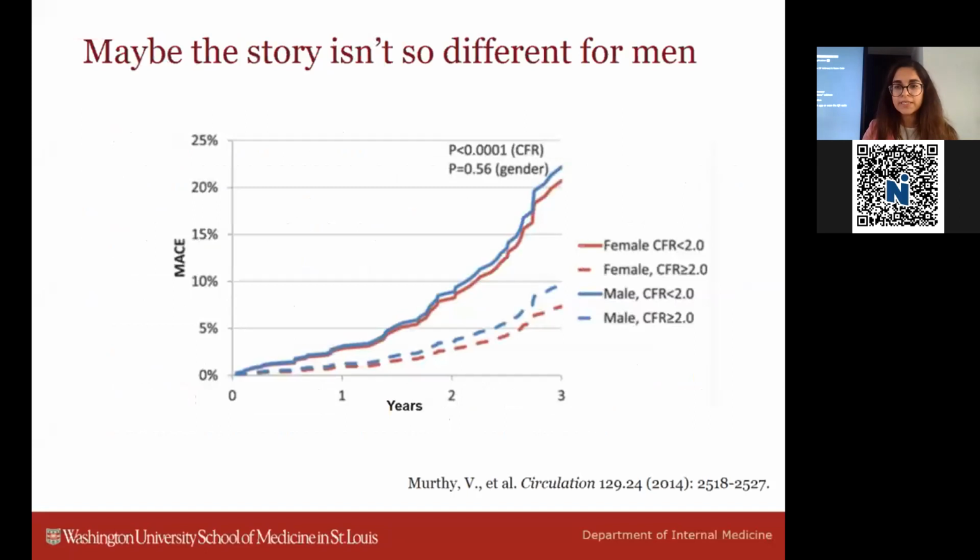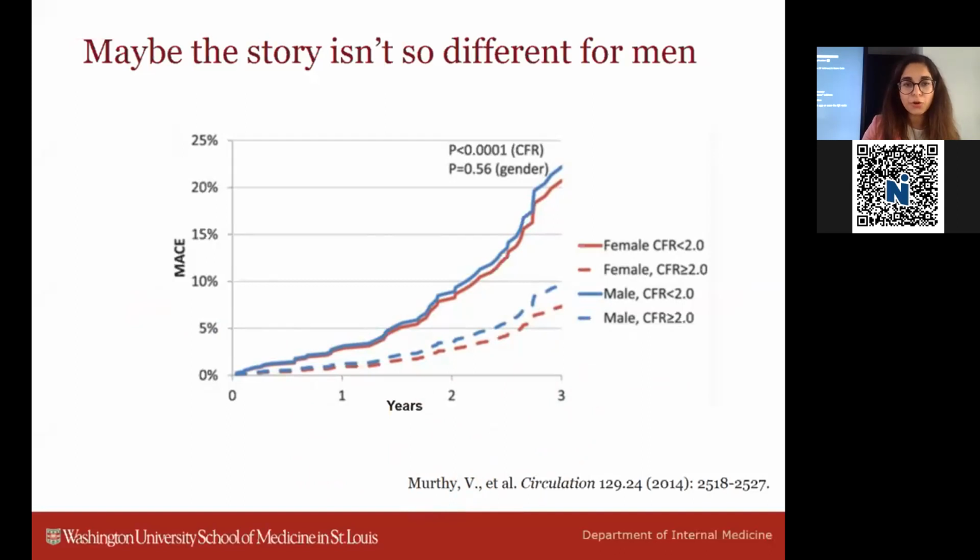And even though the WISE initiative really highlighted the prevalence of CMVD in women, we find that maybe the story really isn't so different in men. As we see here, this graph shows a few things. On the y-axis, you can see MACE, or major adverse cardiovascular event. This is things like strokes, heart attacks, heart failure, hospitalizations, bad things that can be attributed to cardiac disease, essentially. On the x-axis, you see years, and these people were followed for about 3 years in this study.